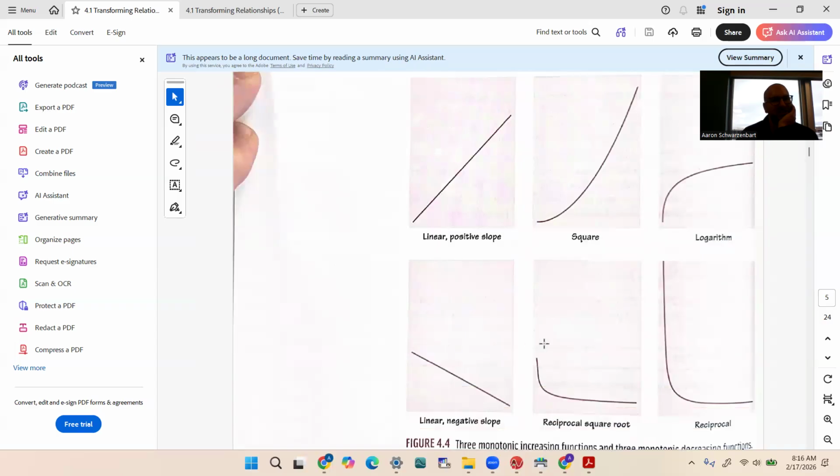And so here's some basic graph shapes. Linear, y equals mx, y equals negative mx.